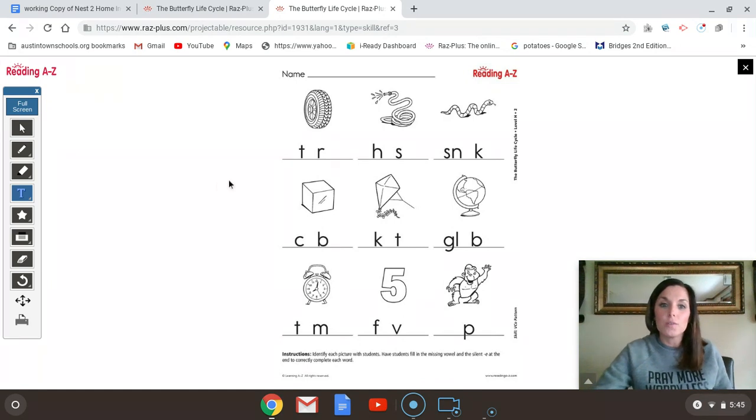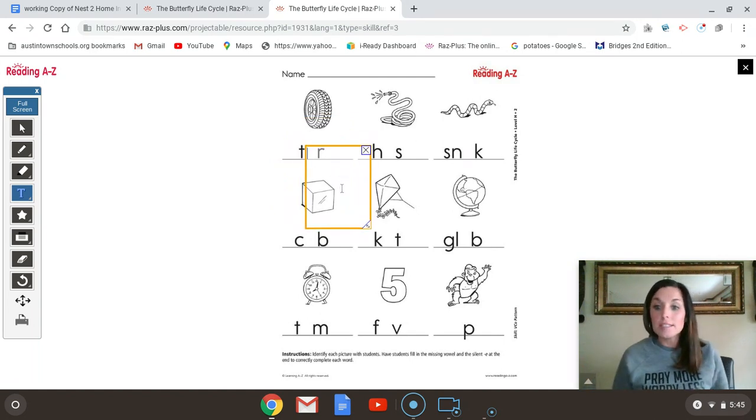All right, so we're looking at this first picture, right, guys? I see a picture of a tire, right? Tire. Oh, let me move our box. There it is. Okay. So I see T and I see R. What is that long vowel sound you hear in tire? Is it A, E, I, O, or U? Tire. Yes, it's I. Okay.